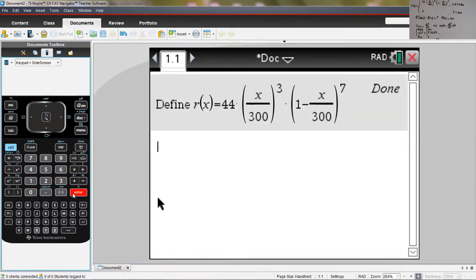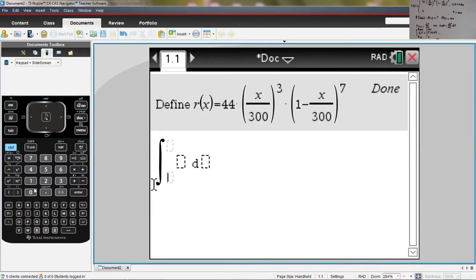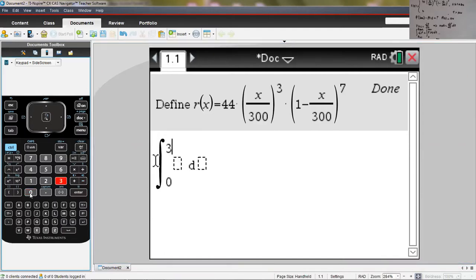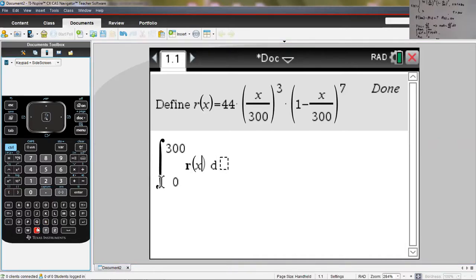So press enter, and the calculator tells me I have the function R. Now I go to menu, calculus, integral, from 0 to 300, and here I only have to use R of x, with x. So I don't have to type this again. Press enter, and we see that we got 10. So in the lapse of 300 seconds, only 10 people enter the escalator.